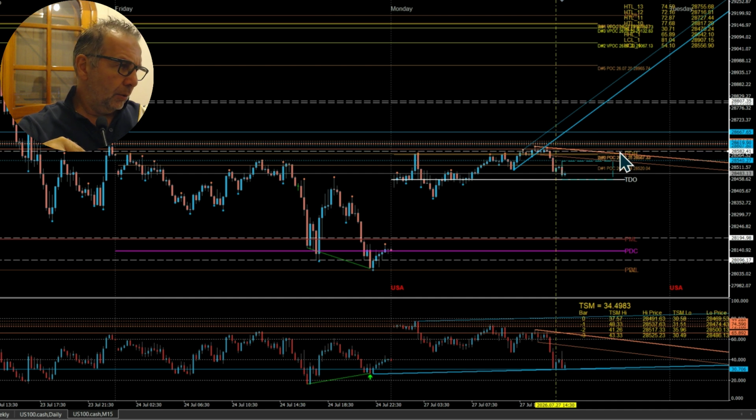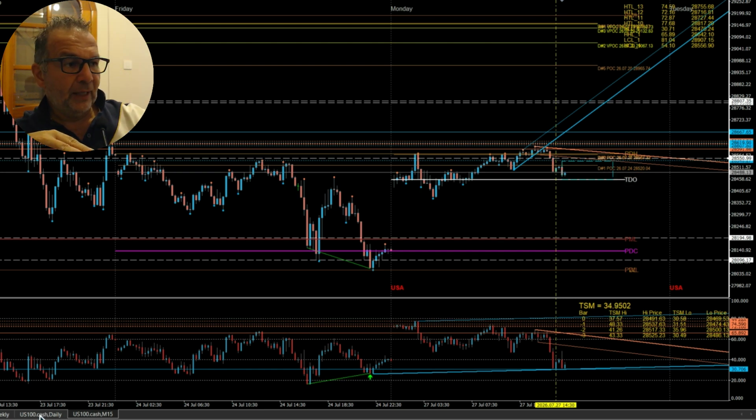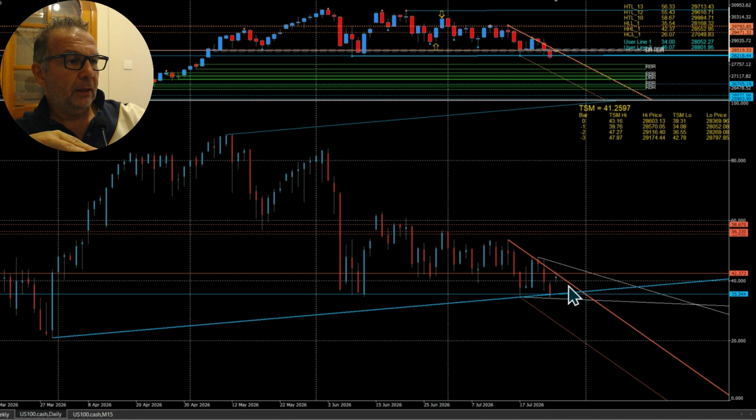28,552, which is pretty much there. Okay, so this zone here, as you can see, is the first resistance zone of the day. That's on the daily. All right, that's your daily. I've got a level up there as well.